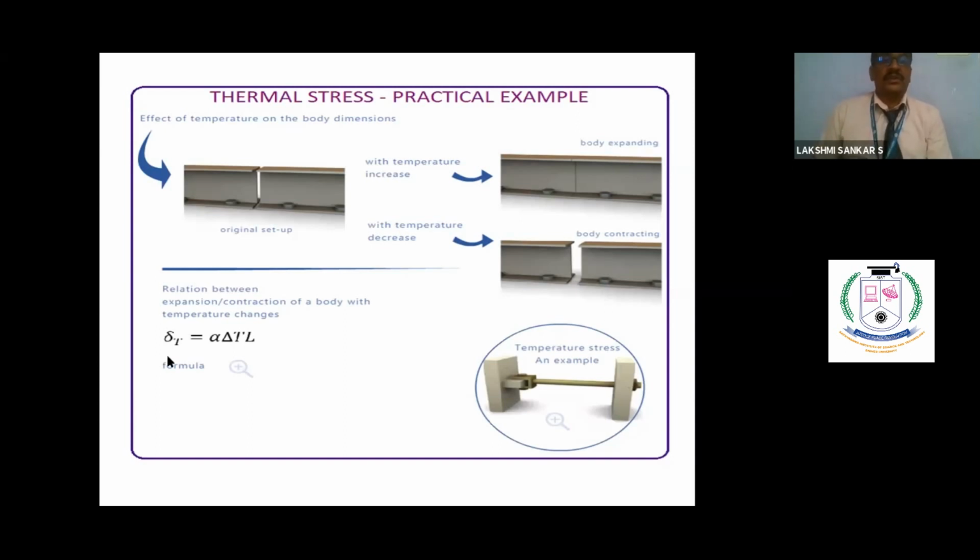So the change in length is given by alpha delta T into L. What is L? Length of the member. Delta T is change in temperature. Alpha is called the coefficient of linear expansion. It is given on a per degree C basis.